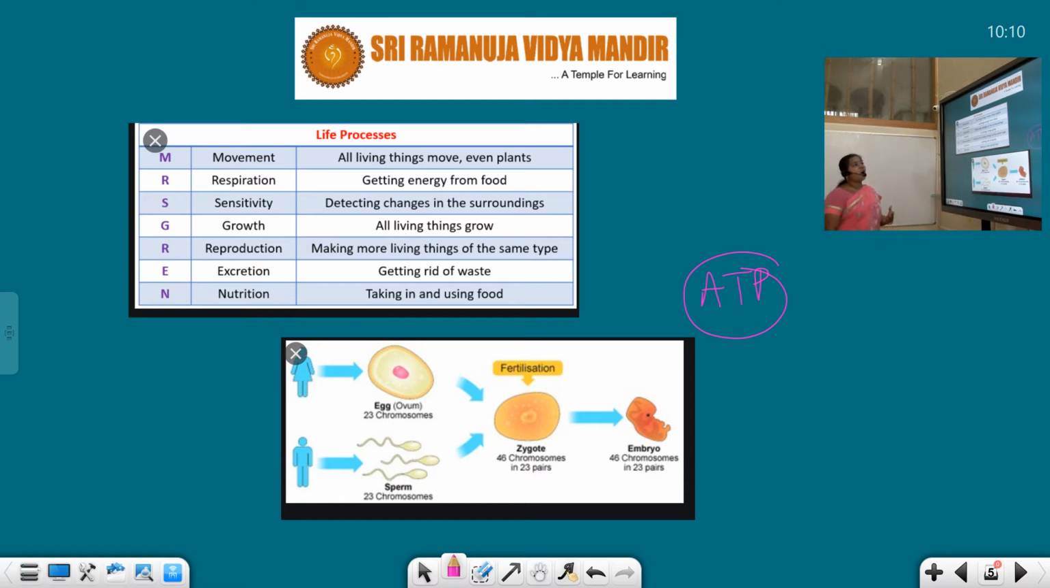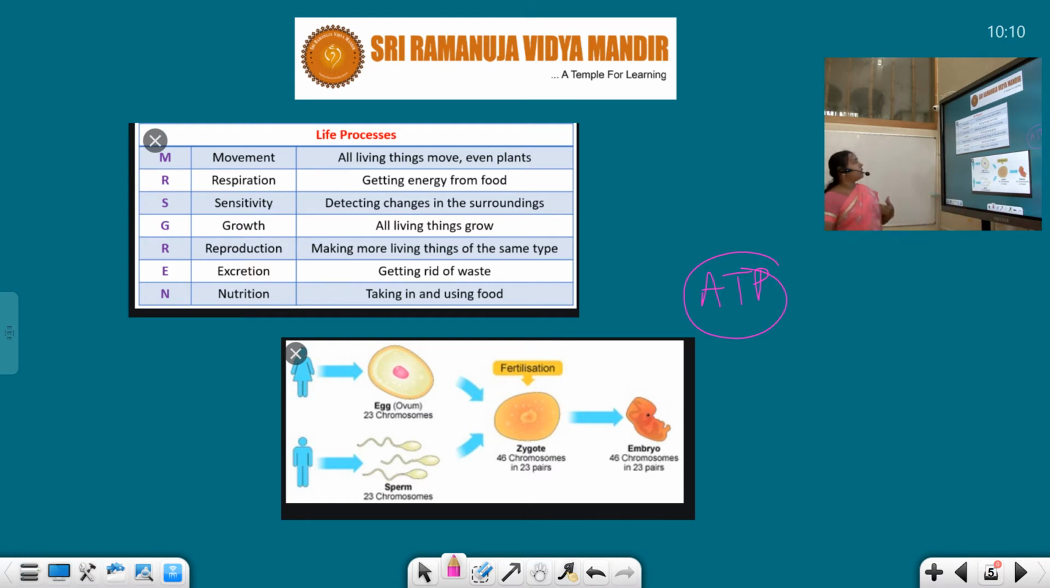See, growth: all living things grow. Growth is a fundamental life process followed by every living creature. One difference is there: in plants, growth is a continuous process, whereas in animals, growth is up to a certain age.